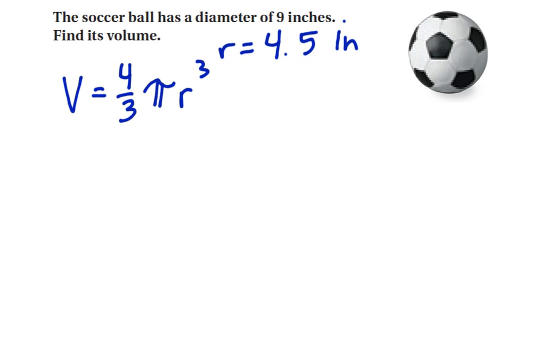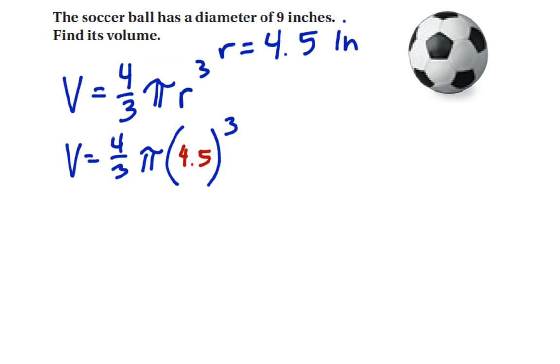Here's the first example. Let's find the volume of a soccer ball that has a diameter of 9 inches. Well, again, I don't really care about the diameter because it's not in my formula. So let's divide that by 2 and figure out that r is equal to 4.5 inches. And that's the number that we're going to use for our formula. So I need to write the formula down. Then I need to substitute r into the formula. Then I need to calculate.